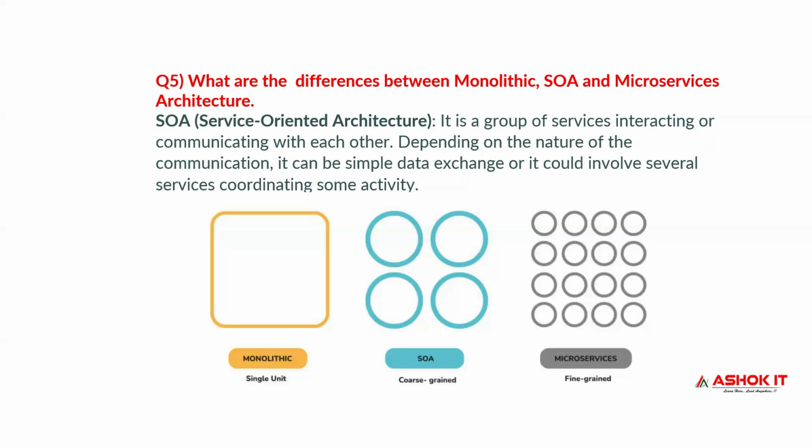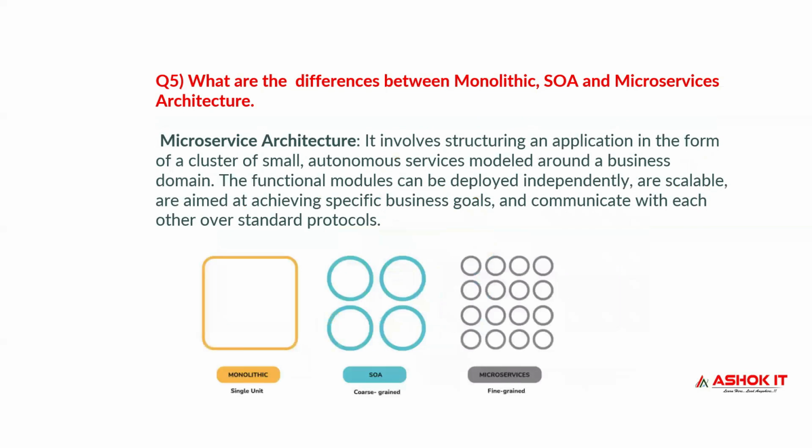Now the next is the microservice. The microservice is fine grained. It's a very small group of services. It involves structuring an application in the form of a cluster of small autonomous services that are modeled around a business domain. The functional modules can be deployed independently, are scalable, aimed at achieving a specific business goal, and communicate with each other over standard protocols.